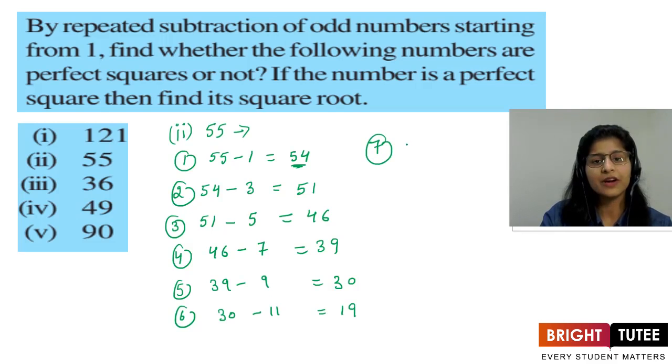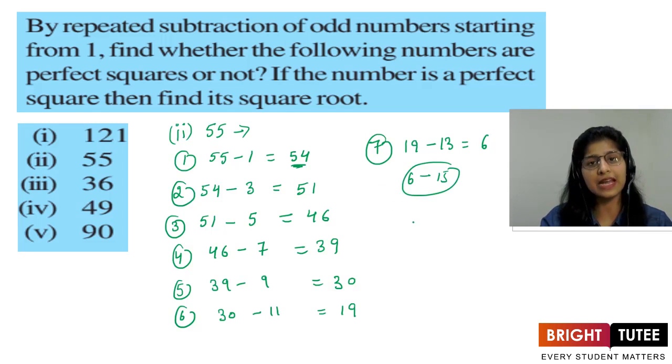Now 7th step, from 19 we will subtract how much? 11. So we get what? 6. And are we getting 0? Because from 6, now the next step is to subtract 15. We are going to get a negative number.